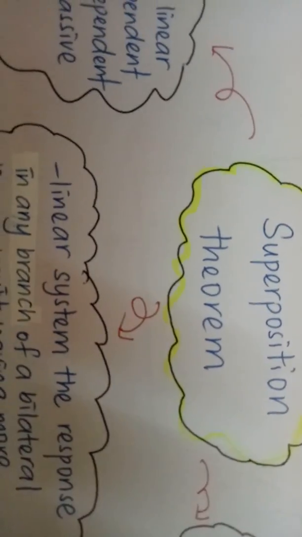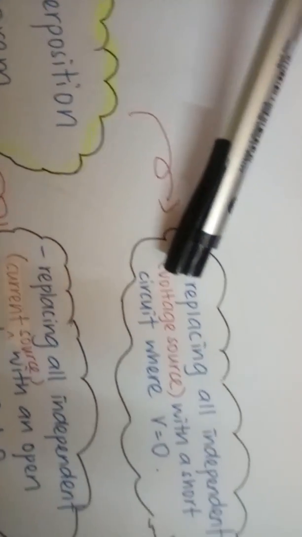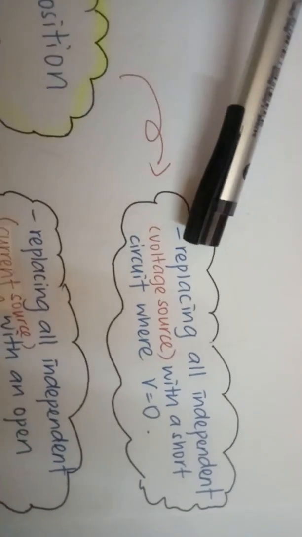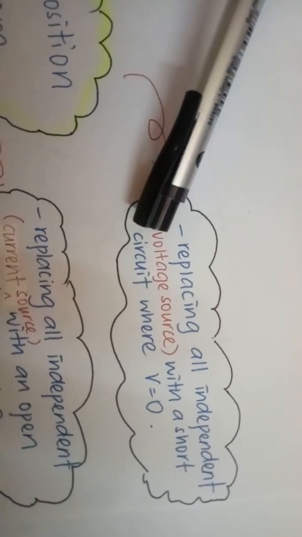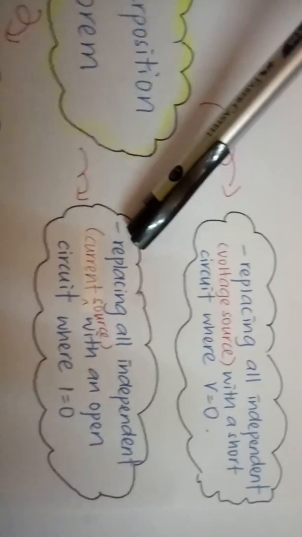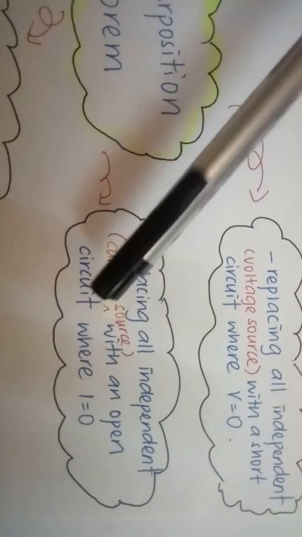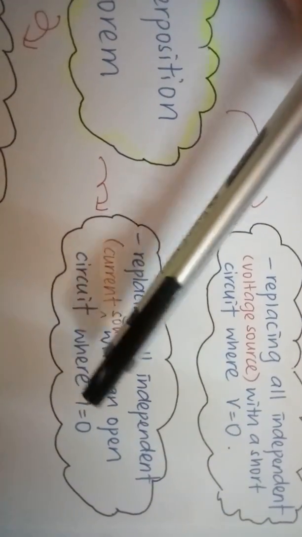To ascertain the contribution of each individual source, all the other sources must first be turned off, that is, set to 0. For example, replacing all independent voltage sources with a short circuit, where V equals 0. Another one is replacing all independent current sources with an open circuit, where I equals 0. That is, the resistance may go to infinity.